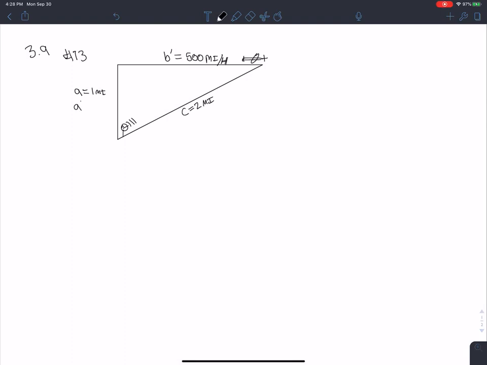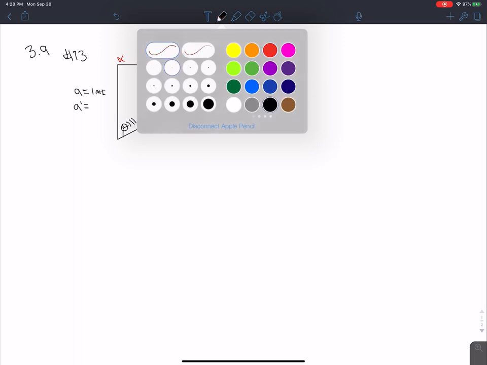What it doesn't give us is the distance b that the plane has traveled from directly over the top of the radar station to its new location over here. It doesn't give us that b distance, so we need to find that. But it did give us enough information to find it, so that's helpful.